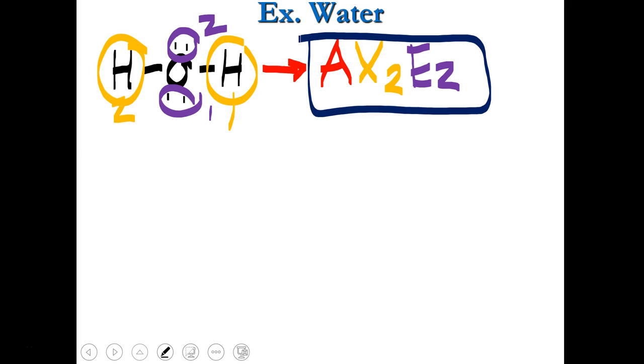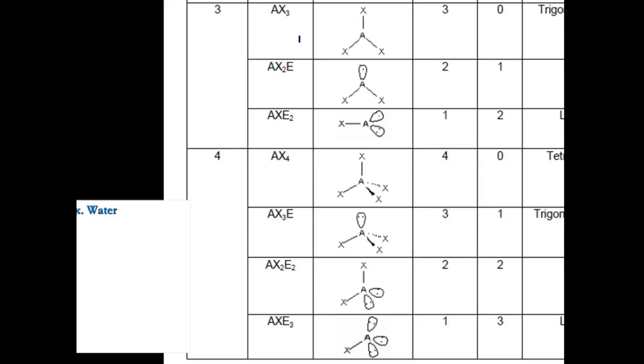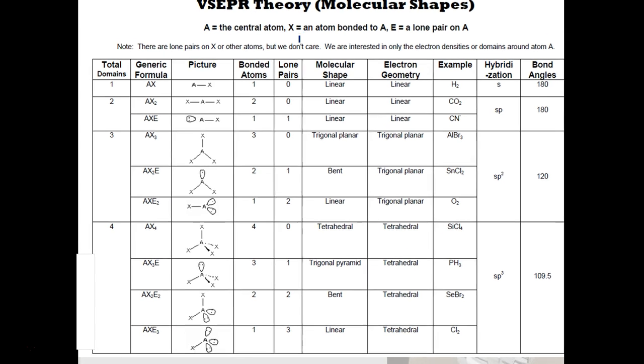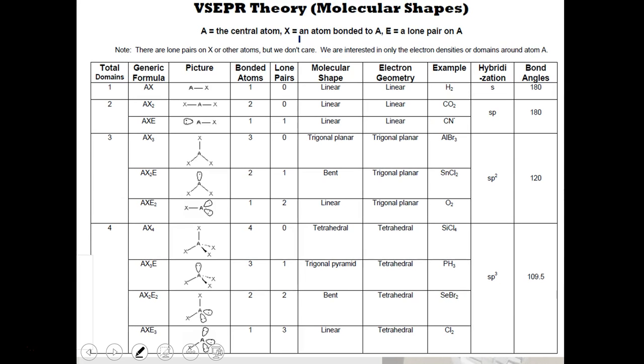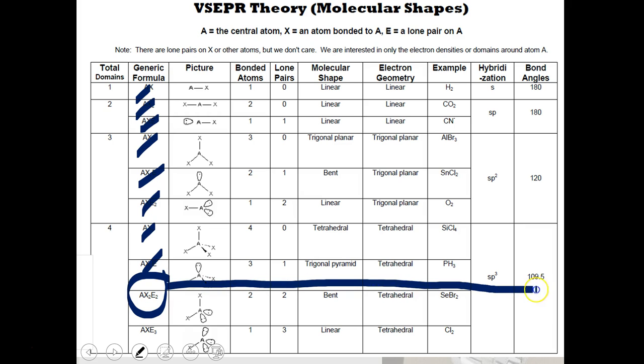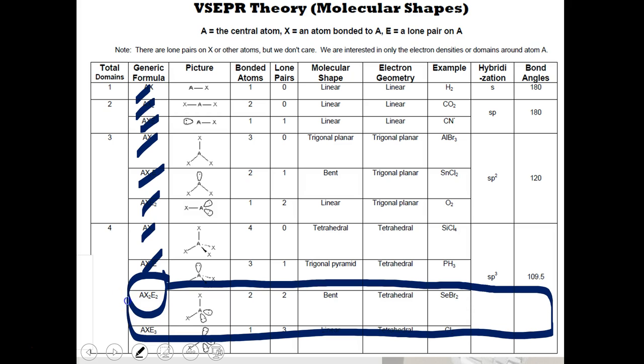Now look at that table. You want to look for, what was it? AX2, E2. So AX2, nope, no E, AX2, nope, nope, no E2, nope, nope, nope, nope. Ah, there it is. AX2, E2. And that tells us everything 3D-wise about our water molecule.